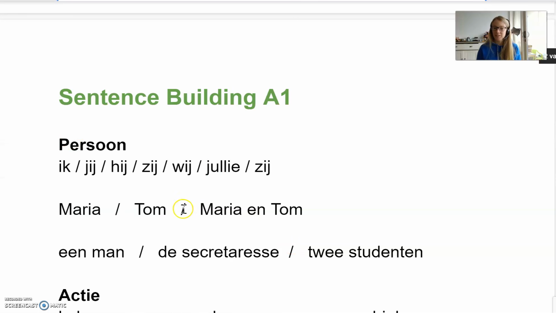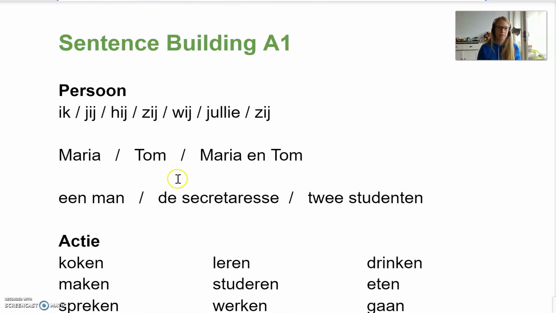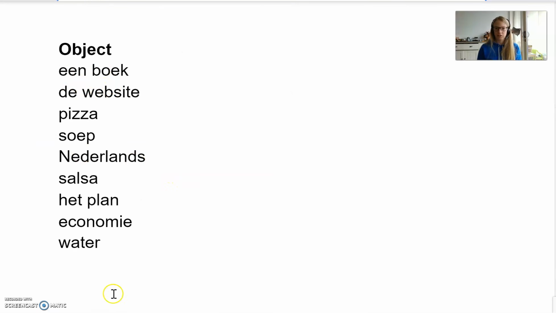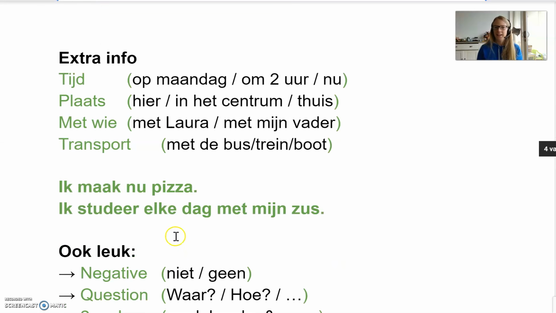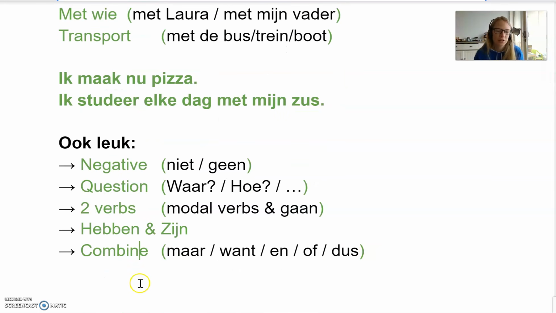So you need a person, an action. Make sure to conjugate the verb in the correct form to match it with the person. Sometimes an object is obligated, sometimes it's just free choice. Here are the extras. I just want to make you curious or enthusiastic about what you can do. There are some other challenges or things you can add to your sentence, but they need a little bit of studying.